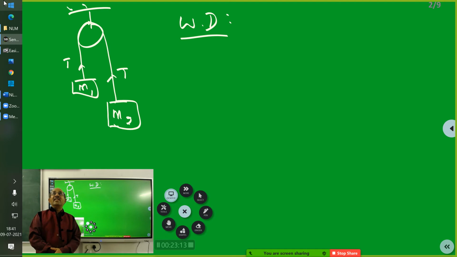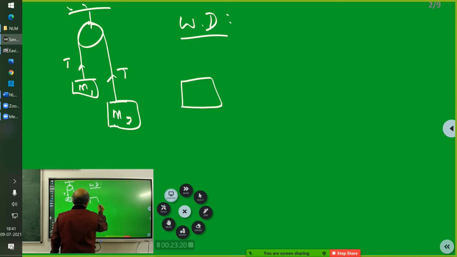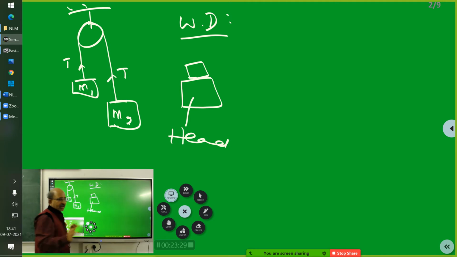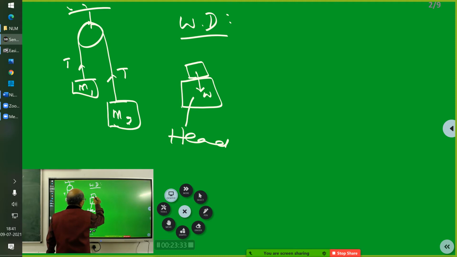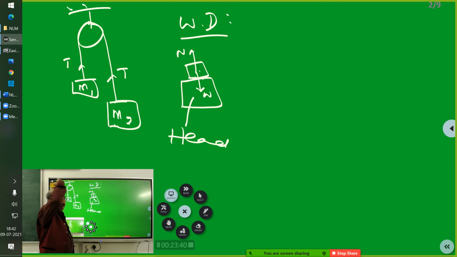So you should not start gazing at the sky and wait for an answer from me. You should quickly take a paper and pen. Okay, this is sir's head, and this is the body that sir had kept on his head. You should write quickly. When the body was at rest, W, the weight of this body, and the normal force were acting on this thing that I had kept on my head. Correct? Yes.